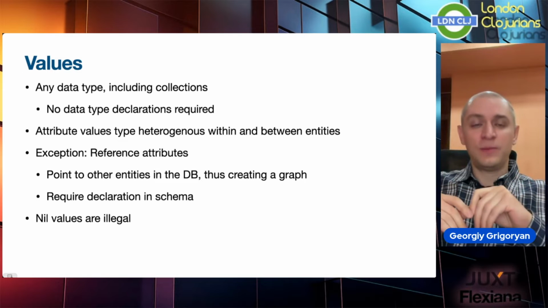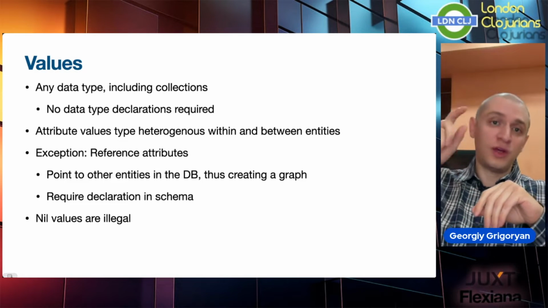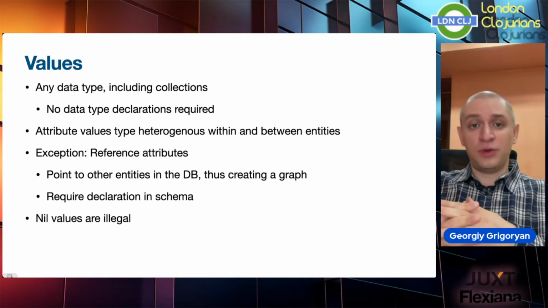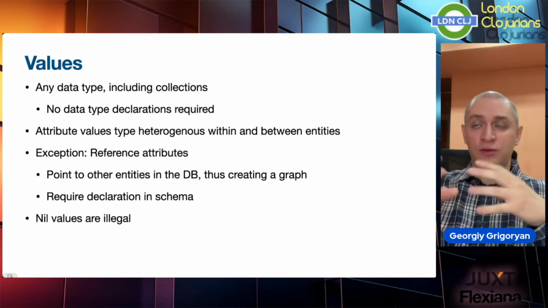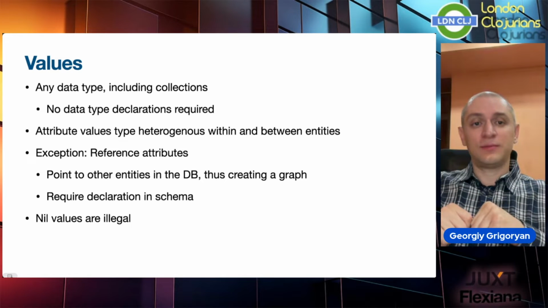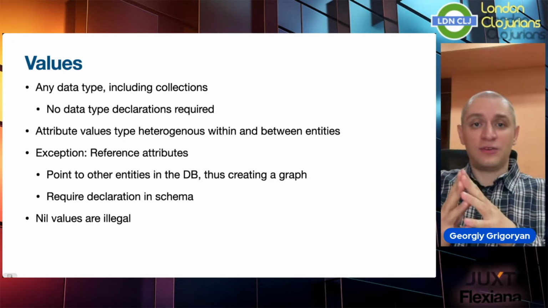With one exception, if you want a reference attribute, if you want an attribute that points to another entity in the database, then you've got to let me know. You've got to specify that in the schema, and that'll create a graph for us, and then we can use pull to do our query. And nil values are illegal, so if you have something that's nil, just don't have that attribute.